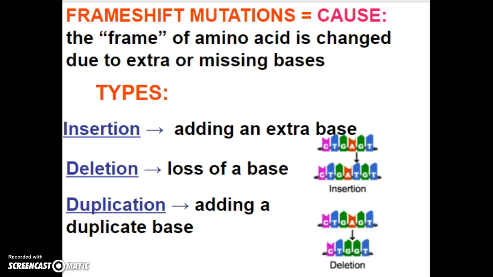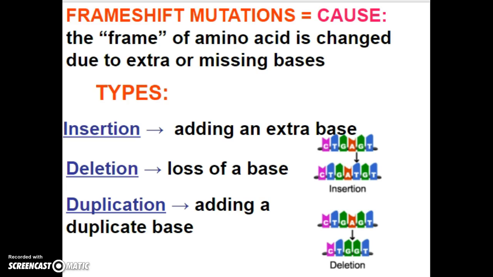A frame shift mutation is a little bit different than a point. Frame shift mutations cause the 3-base code to shift to the left or the right, depending on if extra bases are added or some are accidentally taken away. Insertion: when you insert, you add an extra base. Deletion is where you lose a base. And duplication is adding an extra duplicate base.